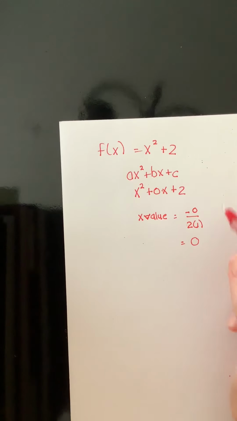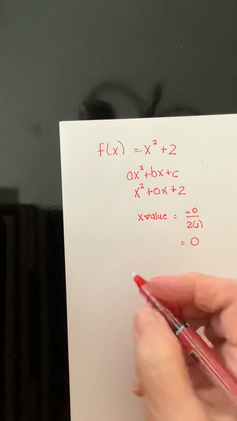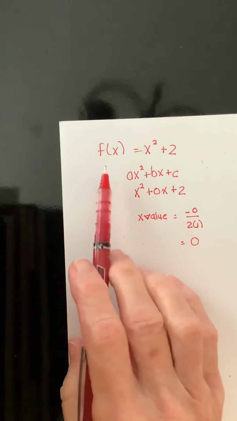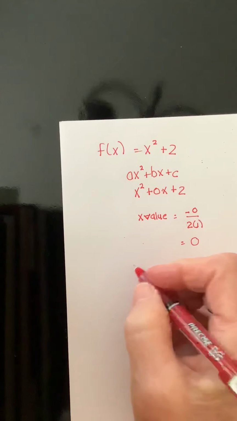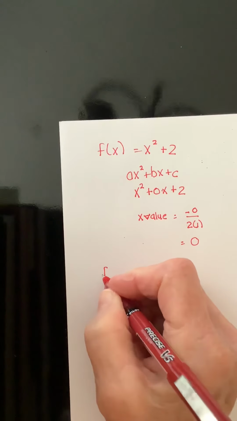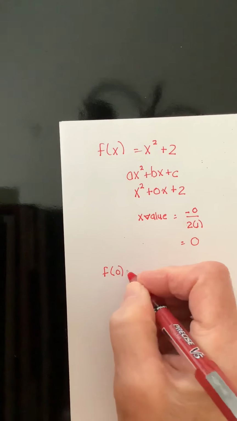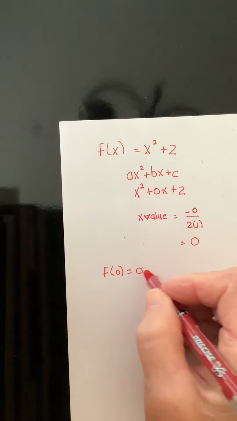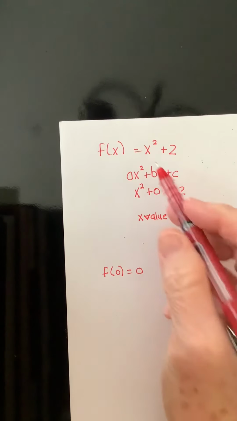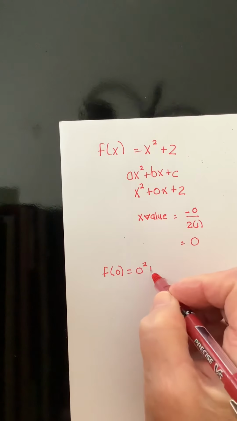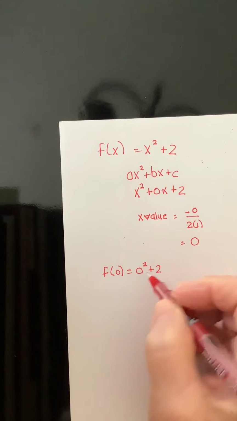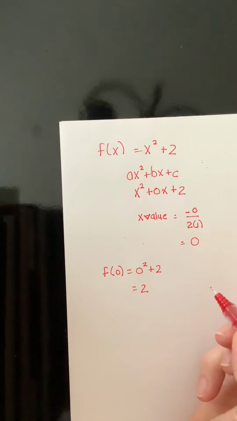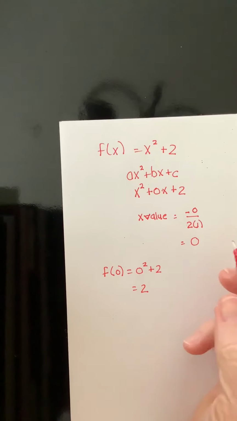To find our y value, remember f of x means the same thing as y. So we're going to do f at 0. That's just our function notation. We've done that before. You guys did great when we did that. f of 0 is equal to, we're going to plug 0 in for x, so it's going to be 0 squared plus 2. That's 0 plus 2, which is 2. Okay, you have to write your vertex as an ordered pair.